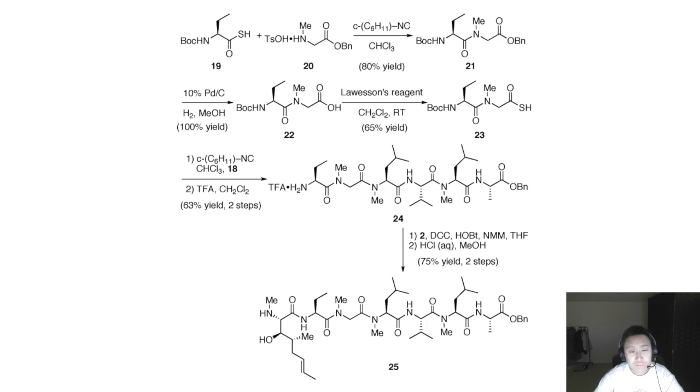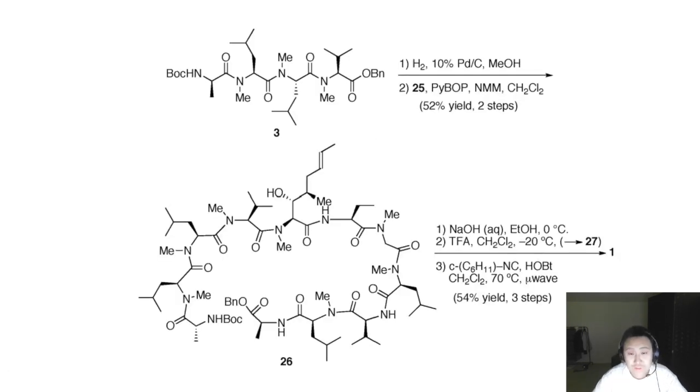Now we're on to the coupling of fragments. Fragment 2 and fragment 4 are coupled together using DCC and HOBt, followed by HCl to generate compound 25. For the final 2 steps, first a benzyl deprotection of fragment 3 was done, followed by the coupling with compound 25 to generate the N-decapeptide compound 26, which is an 11-residue peptide chain. Then a hydrolysis of compound 26 was done using LiOH to reveal the C-terminus, as well as a Boc deprotection to reveal the N-terminus.